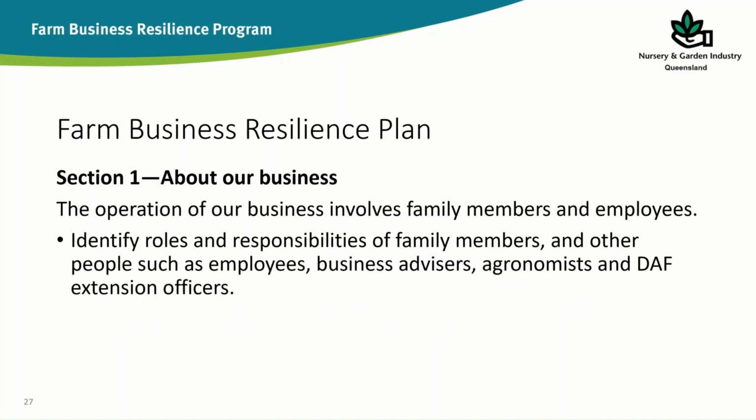The section on family members and employees identifies roles and responsibilities of people involved in the business operation. You should include family members and other people such as employees, business advisors, agronomists and DAF extension officers.